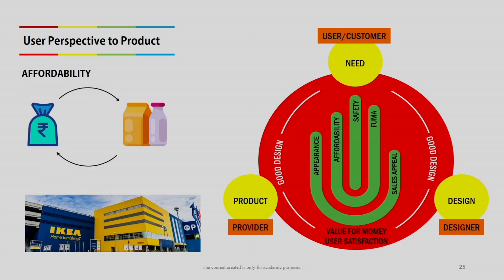Next part is affordability. While purchasing a product, the user always sees first, for rupees X what I am getting, second, what other brands are giving, third, what USP it has. So, here for example, if you go to IKEA, you will get good products at less price. So, the consumer will always see for a price X what I am getting, what quality I am getting.